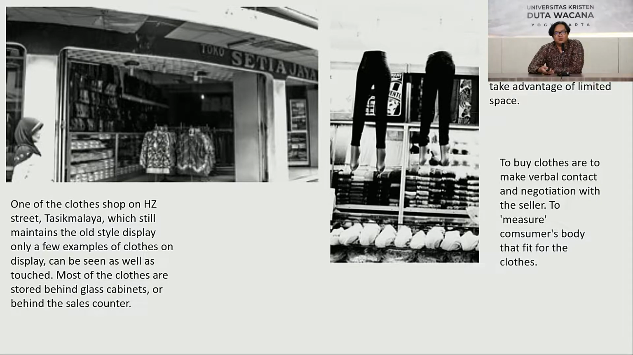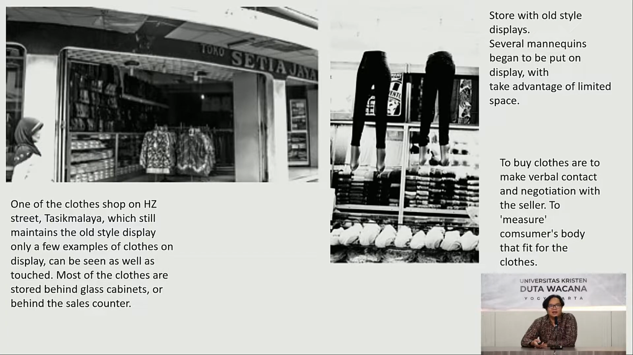And the second photo is a narrower photo in which we can see the detail. We can see that the store with an old style display began to put several mannequins on display. They take advantage of limited space. From these two photos, I draw a kind of conclusion that to buy clothes is to make verbal contact and negotiation with the seller to measure consumer bodies that fit the clothes.